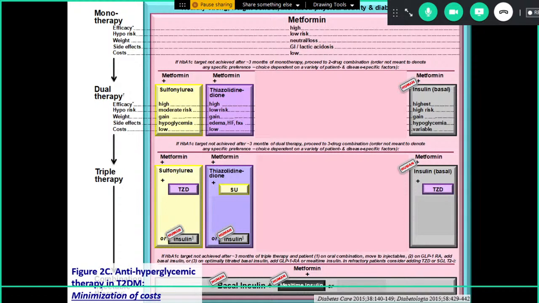The other agents become lower, not because they're bad, they're clearly good, but the average patient who's paying out of pocket cannot afford them. So just remember, there's a standard algorithm: first line, second, dual therapy and triple drug therapy, and then that gets modified depending on if your concern is hypoglycemia, weight, or cost.